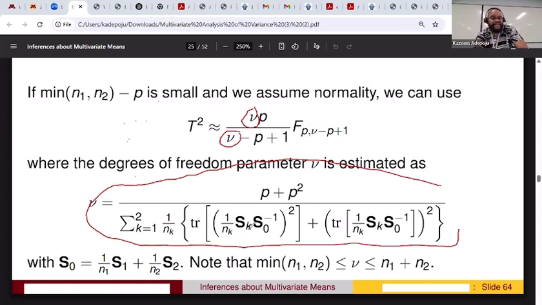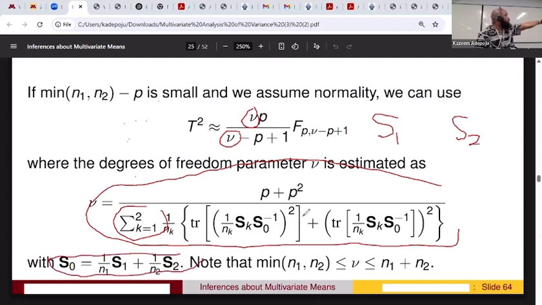Your S_k, when I say S_k, it means I need the covariance for group 1 and the covariance for group 2, S1 and S2 in this case. That's why you see I'm going to sum that, k from 1 to 2. Then if you get the covariance for group 1 and the covariance for group 2, you'll be able to get S0. There's S0 in the formula. This is how you're going to get it.